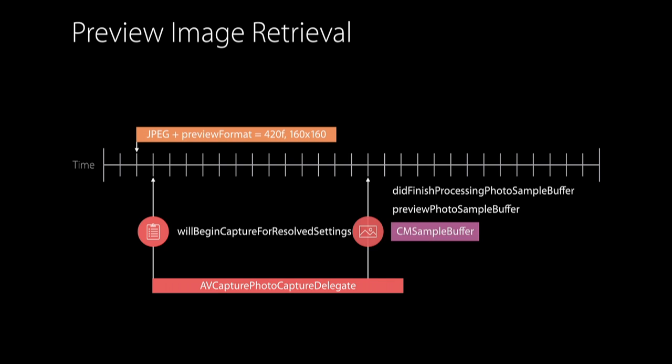When the didFinishProcessingPhotoSampleBuffer callback finally comes, you get not one but two images. The full-size JPEG is the first parameter, and the preview photo sample buffer is the second. So if you're following along here and adding things up in your mind, if you do a raw plus bracket plus JPEG plus preview image, then you're going to get n RAWs, n JPEGs, and n preview images.